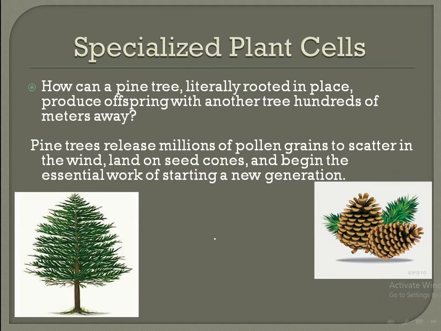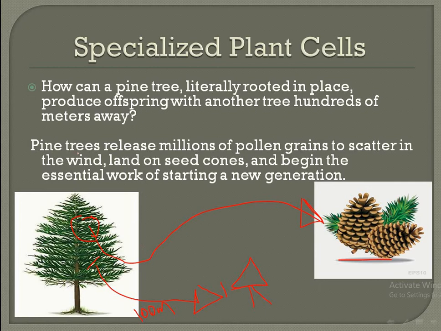Now, what about plants? Specialized plant cells. How can a tree, rooted in place, make a new offspring with another tree that is very, very far away from it? So this is a tree, and this other tree is very far away, say 100 meters away. How can we make a new offspring across all the space between these two trees?